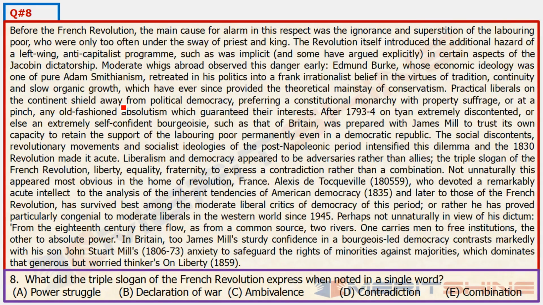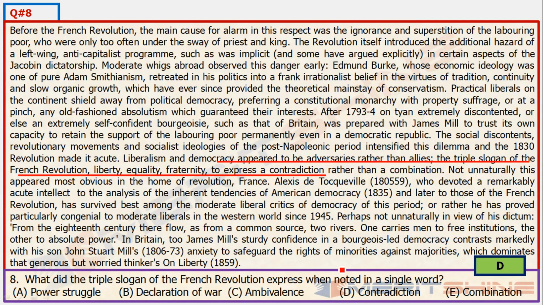What did the triple slogan of the French Revolution express when noted in a single word? Now, this is directly given. Triple slogan is here. Now, if you look at this whole sentence, read the whole sentence. Liberalism and democracy appear to be adversaries rather than allies in the triple slogan of the French Revolution. Liberty, equality, fraternity, to express a contradiction rather than a combination. This is given in there. So, what does it express? A contradiction. Your answer is D.